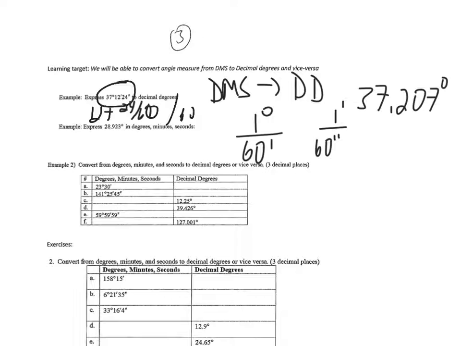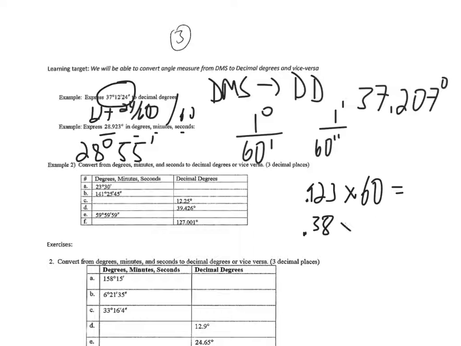Okay, so now we're going to go from decimal degrees into DMS notation. So we know there's 28 degrees. That's given. But then we've got 0.923 degrees, so I'm going to multiply that by 60, and that'll be how many minutes it is. So 0.923 times 60, I'm getting 55.38, so 55 minutes.